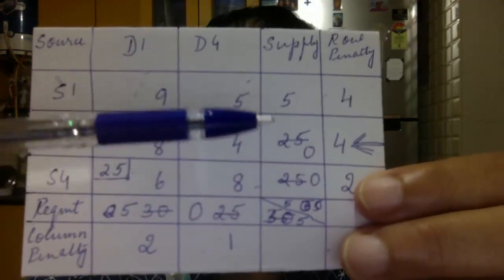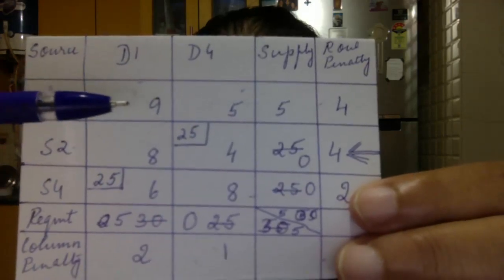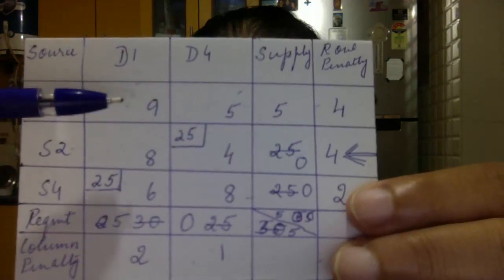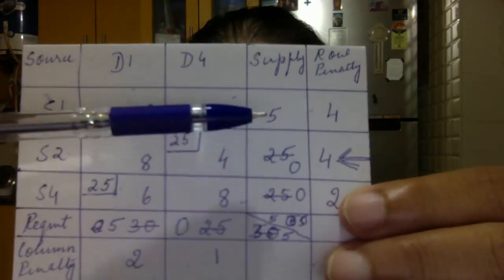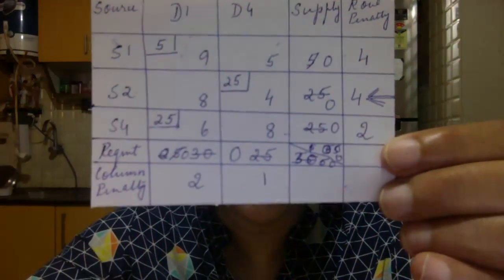And that 5 I have to give to S1 D1. So do the 4 steps. The last step is give all the 5 units here. Strike off 5, make it 0. Strike this off, make it 0. Grand total is 0. So the last allocation is done.